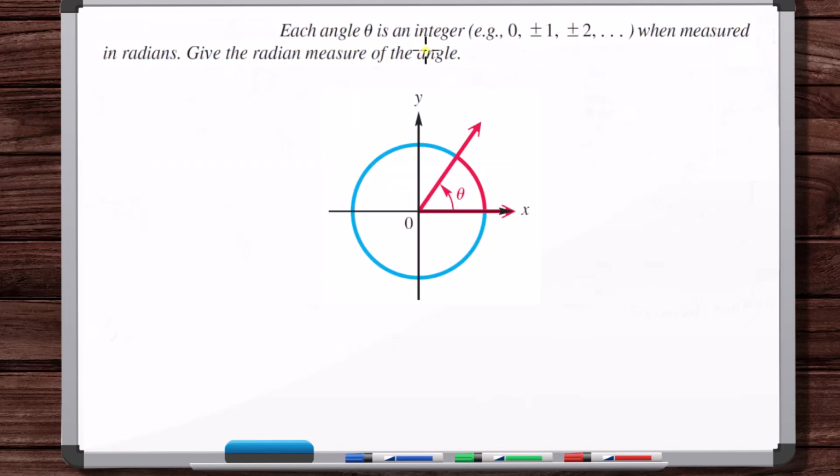Each angle theta is an integer when measured in radians. Give the radian measure of the angle. So, okay, each angle theta is an integer when measured in radians. Give the radian measure of the angle.